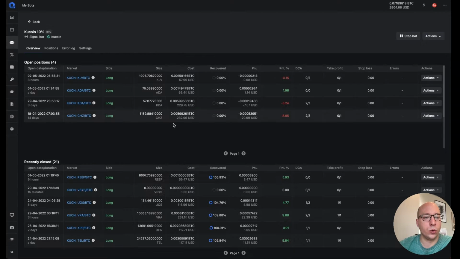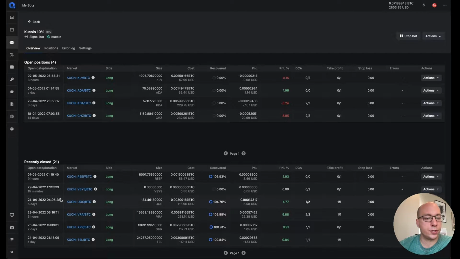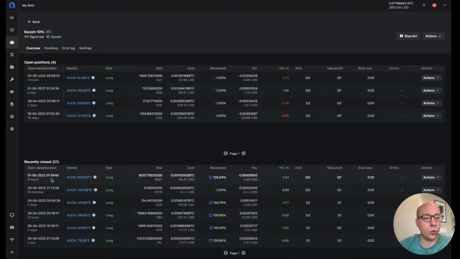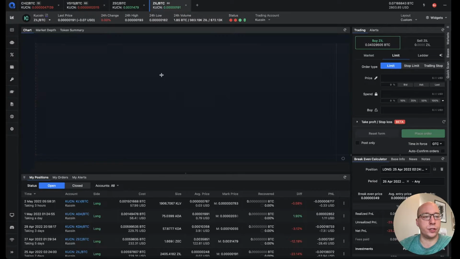Then we see Qcoin, and since the 29th we only had one trade, Reef, and we actually closed that at around 6% just to make sure that we didn't go into a loss with that one, or at least that we locked in the profits. And we have one trade still taking a long time. And we also have KDA, Cardano, and KLV. So let's have a look at the situation in the trade terminal.